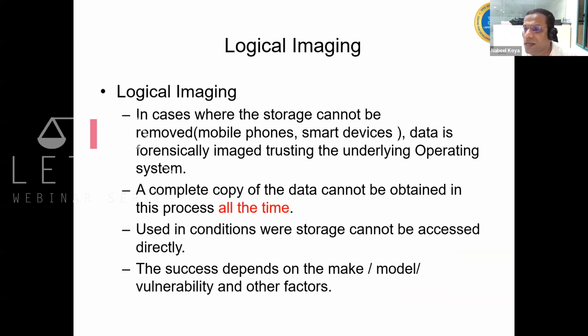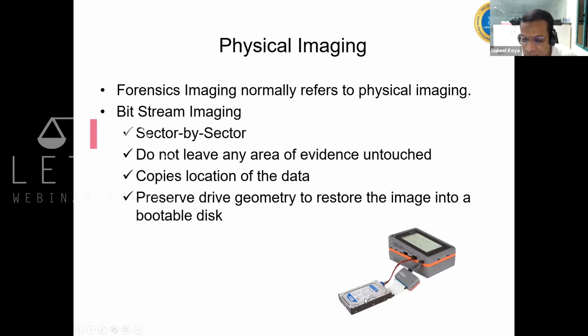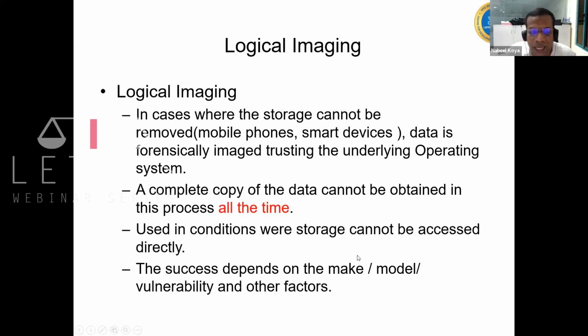And the second type is logical imaging. Again, coming to the case of mobile phones, just as we have connected a hard disk here, you cannot remove the storage media from mobile phones. So in that context, what we do is insert an agent into the device and try to extract a copy of all the files from the device. The success of this depends on the make, model, and the context in which you are working.